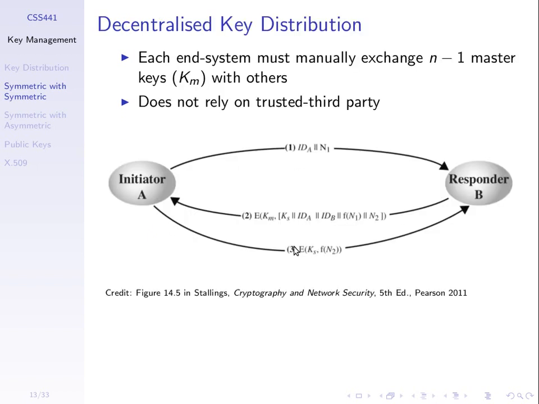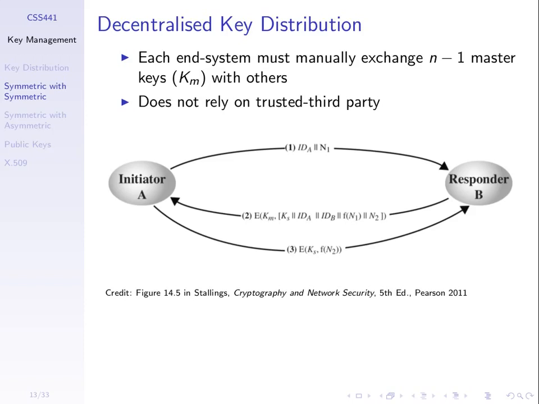Let's see the first approach, decentralized key distribution. The aim here is that between a pair of entities, A and B, they want to exchange a session key. So they need a secret, and both sides need to know it. And we want to do that automatically, and the steps to do that are illustrated in this diagram.